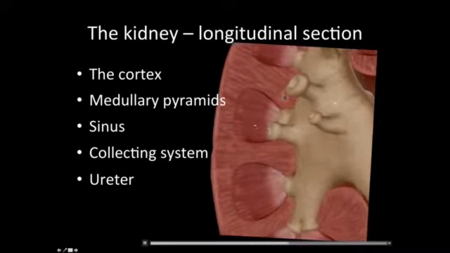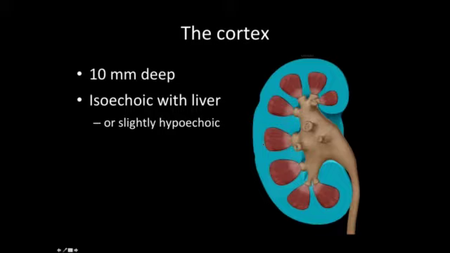So firstly, the cortex. When we measure it, we measure from the outside to the top of a medullary pyramid, and that should be about 10 millimeters or more. If it's less, it means that there's some atrophy of the kidney.